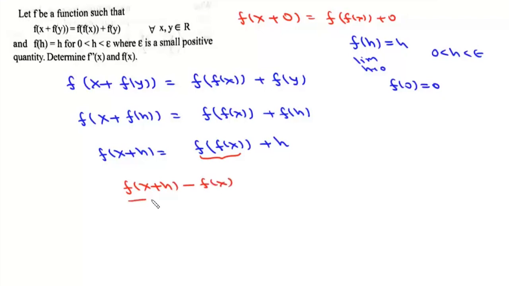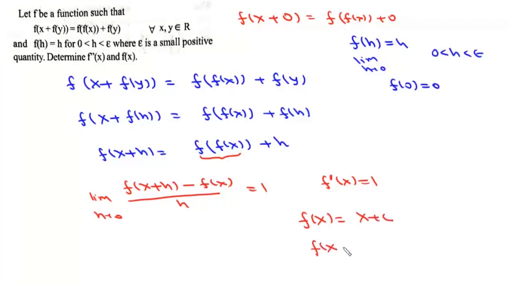So we can write f(x) plus h minus f(x), and we'll divide everything by h. Then this is equal to 1, and we'll take this limit h tends to 0. Now this is nothing but f'(x). So we'll get f'(x) equals 1. Now we integrate this, we'll get f(x) equals x plus c. Now f(0) is 0. That means the value of f(x) is simply x. And that is the answer to this question.